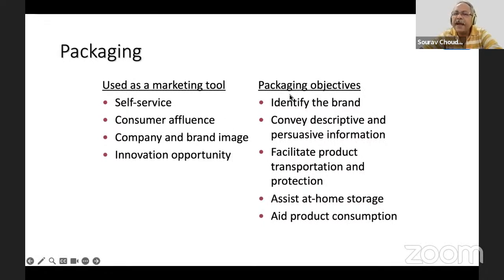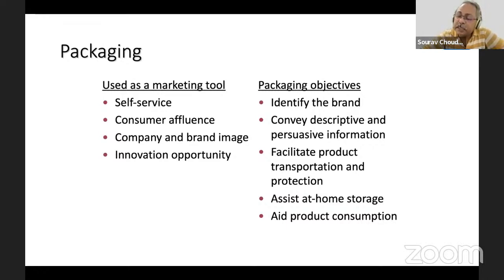ठीक है. पैकेजिंग ऑब्जेक्टिव्स: आइडेंटिफाई द ब्रांड, क्योंकि पैकेजिंग के ऊपर ब्रांड नेम लिखा रहता है, ब्रांड लोगो रहता है, ब्रांड डिजाइन रहता है, सब कुछ. ठीक है. कन्वे डिस्क्रिप्टिव एंड पर्सुएसिव इंफॉर्मेशन, सारा इंफॉर्मेशन उसके अंदर रहता है, डिस्क्रिप्टिव इंफॉर्मेशन. और फिर इट बिकम्स अ मार्केटिंग टूल. आपको बेचने के लिए भी ₹10 ऑफ. ठीक है. बेस्ट हेयर ऑयल, कुछ ना कुछ टैगलाइन अगर हो तो इट बिकम्स अ पर्सुएसिव इंफॉर्मेशन. आपको परस्यू कर रहा है टू बाय द प्रोडक्ट.